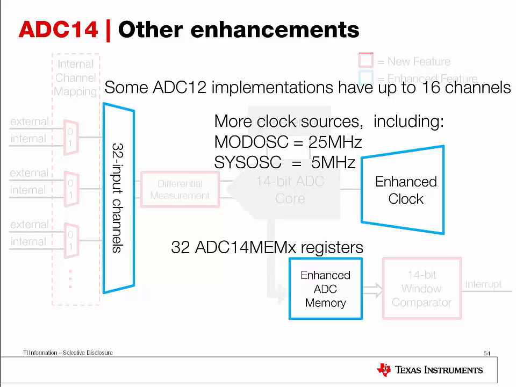Since the ADC14 operates at up to 1 mega sample per second, it requires a much higher clock. The primary clock source for ADC14 is MODOSC, which can run up to 25 MHz. However, when ADC14 runs at a lower sample rate, such as at 200 kilo sample per second, it does not require a higher clock source. A smaller, slower clock source, such as SYSOSC running at 5 MHz, can be used. This allows the ADC14 to consume less power and be more efficient.